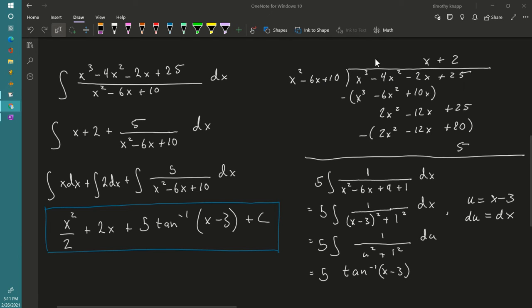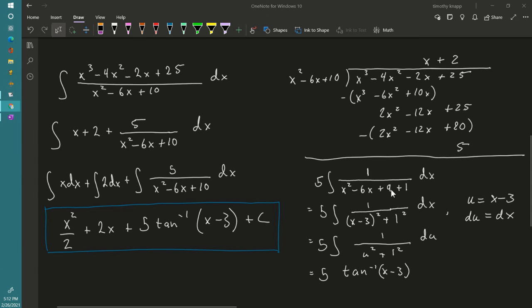And so now I go back over here, and the x plus 2 gets written down, plus the remainder over the old denominator over here, okay? And now I've got basically three integrals: the integral of x, the integral of 2, and the integral of this guy here. And this guy here is going to be a complete the square integral. So I'm going to take x squared minus 6x plus 10 and write it as x squared minus 6x plus 9 plus 1.